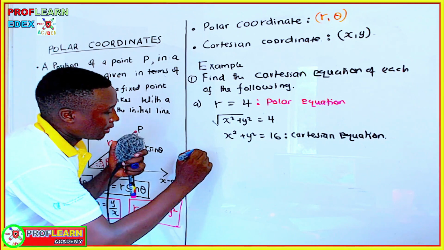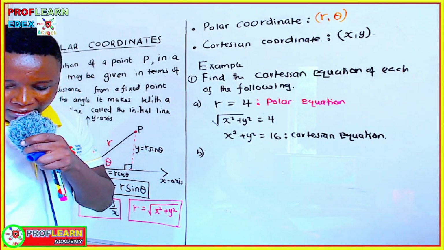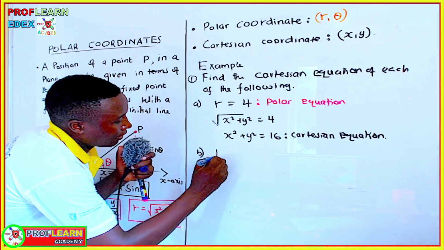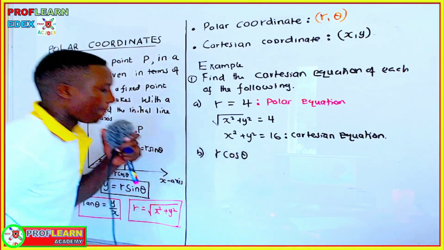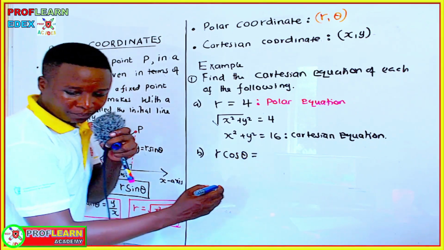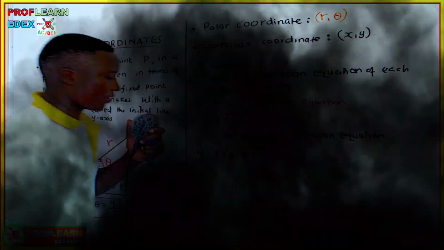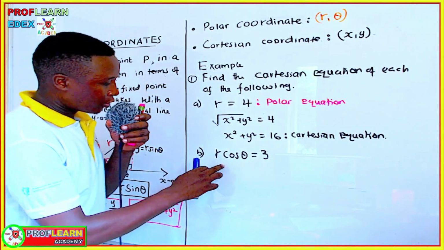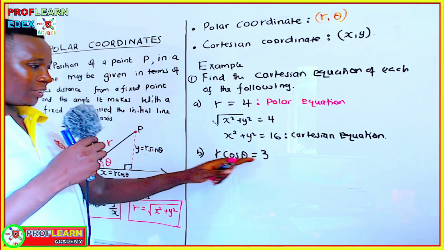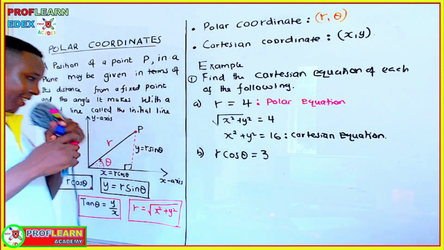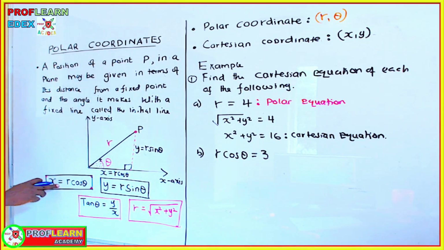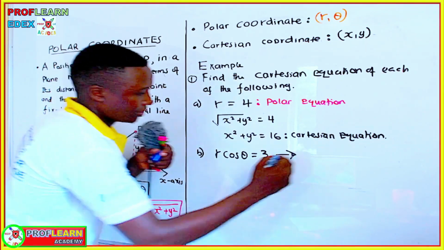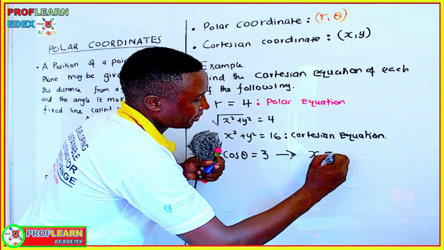Basically, we are going to do this kind of conversion. Now let us look at the second example. You are given r cos theta equals 3. We need to convert r cos theta equals 3 to a Cartesian equation. Just look at this: we have x here, r cos theta is x. So this equation now becomes x equals 3.